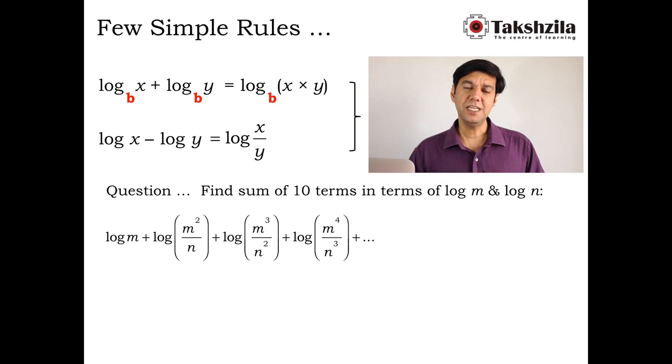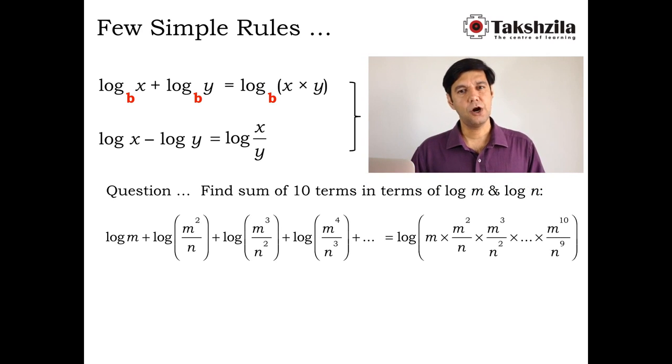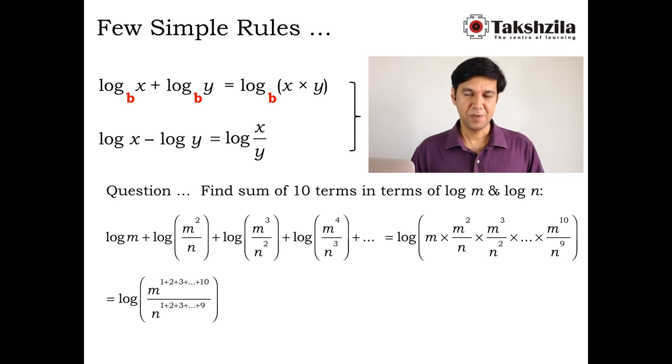We see that the expression is the sum of logs, log plus log plus log. So we could write it as a log of products. That is log of m into m square into m cube and so on divided by n into n square and so on. Which, using rules of indices, will be log of m raised to 1 plus 2 plus 3 till 10 divided by n raised to 1 plus 2 plus 3 till 9. Summation of 10 is 55, summation of 9 is 45. So we are left with log of m raised to 55 divided by n raised to 45.